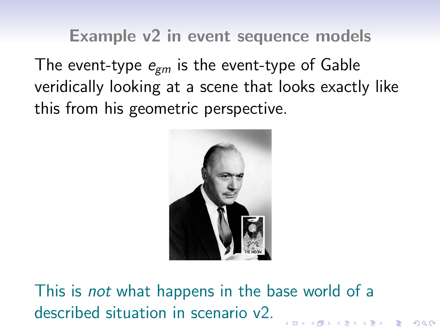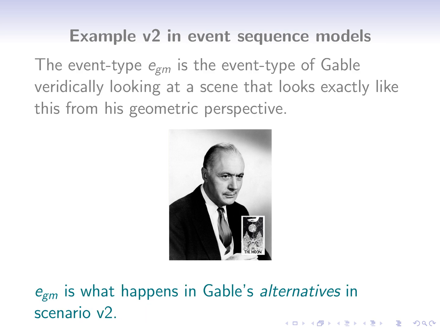The next slides look at the analysis of non-veridical perception in event sequence models. First, we introduce an event type of veridically looking at a moon tarot card. So event type EGM is the event type of Gable veridically looking at a scene that looks exactly like the picture from his geometric perspective. Event EGM is not what happens in the base world in a described situation for the hallucinating scenario V2. Instead, EGM is what happens in Gable's alternatives in scenario V2.